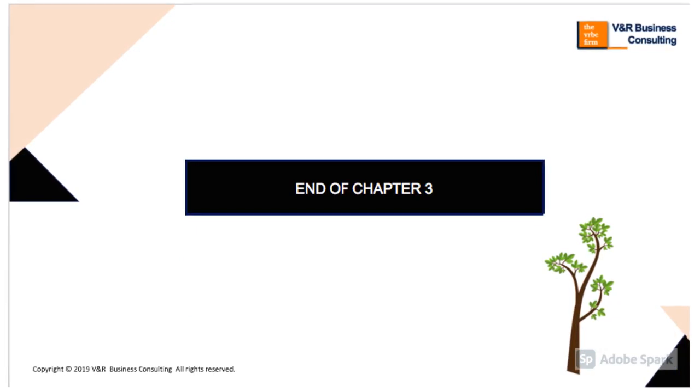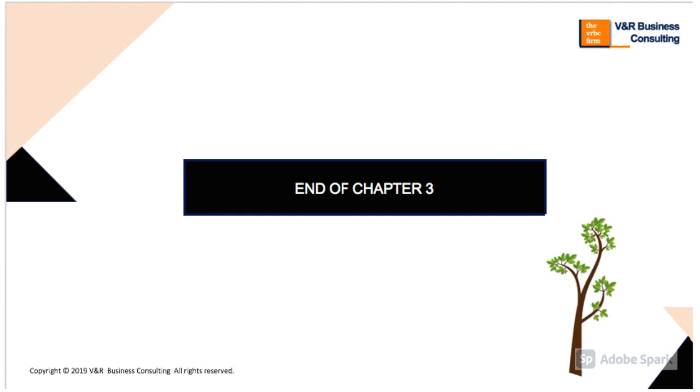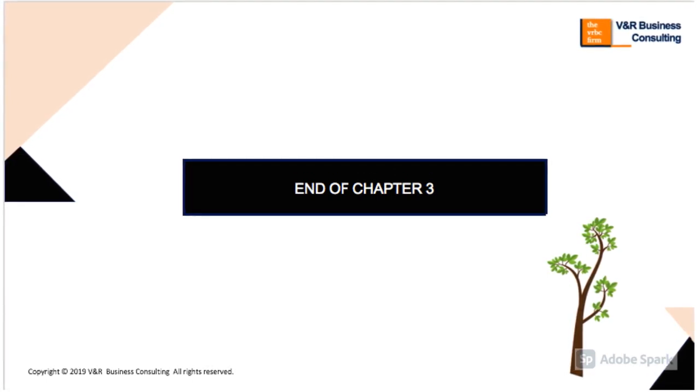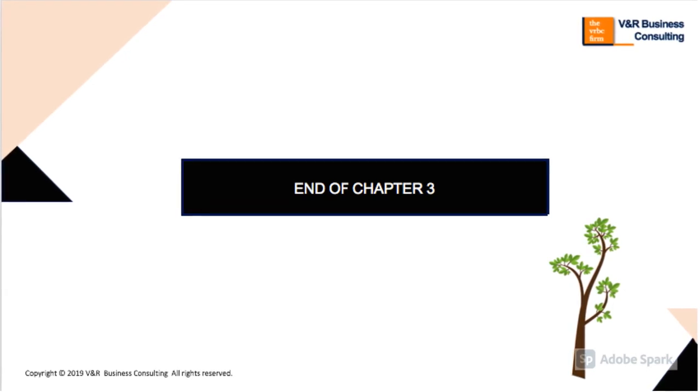And that's it for Chapter 3. We've now come to the end of our revenue assurance course. Time to go and do some effective, impactful, and business benefiting leakage hole plugging. Thanks for watching. Cheers for now.